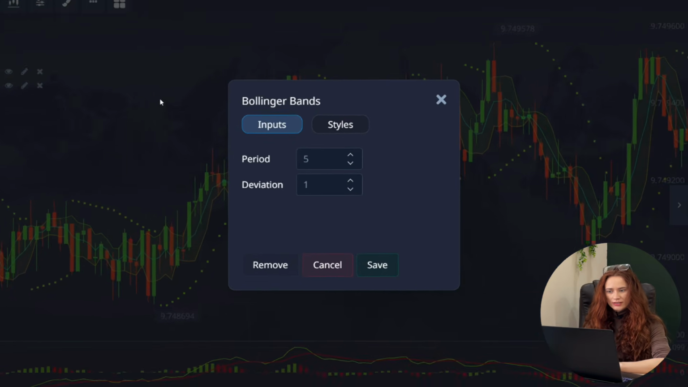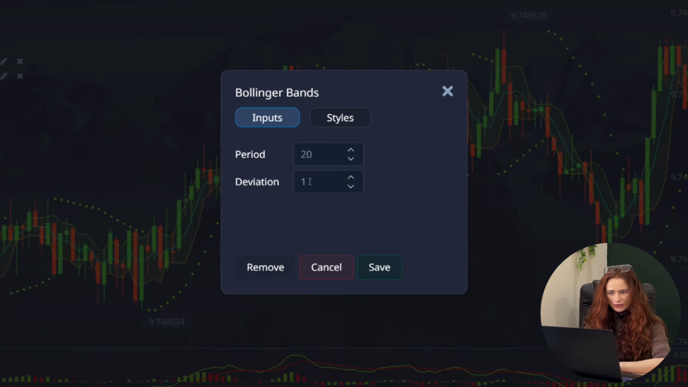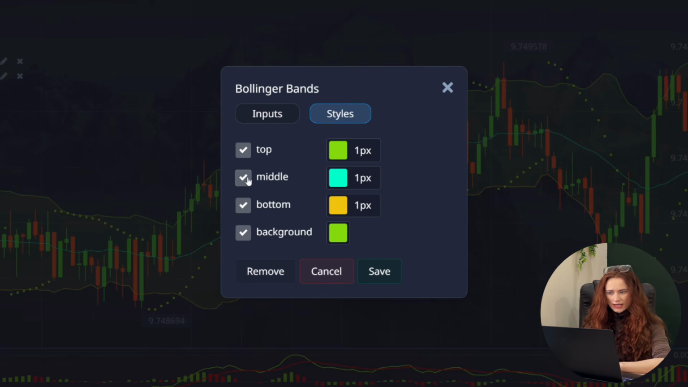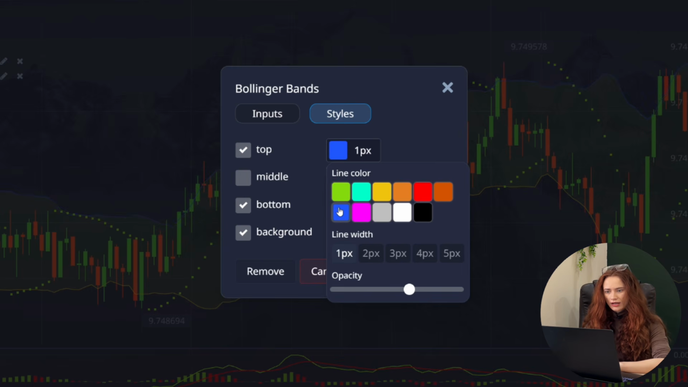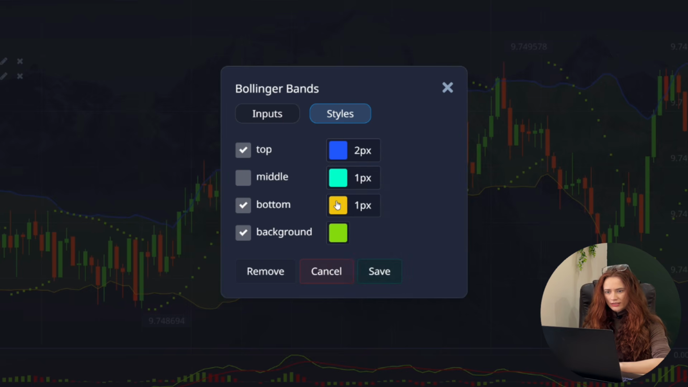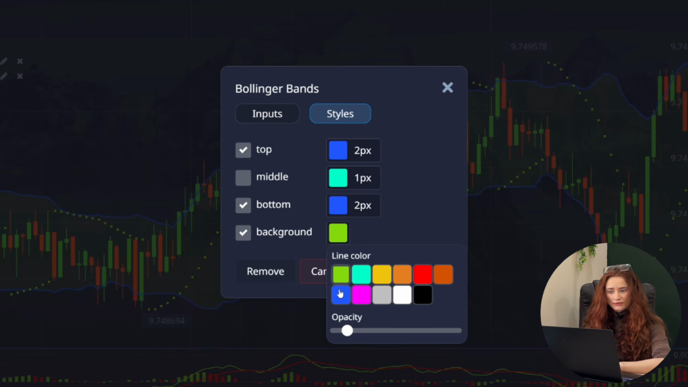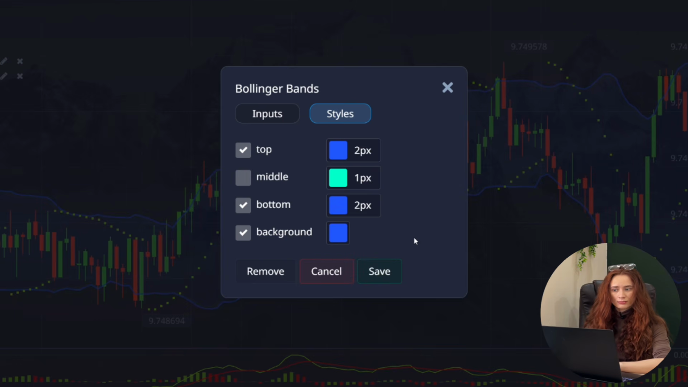Bollinger Bands, period 20, deviation 2. This widens the indicator's working zone. In the style settings, disable the middle line. Upper boundary will be blue and increase the thickness. And lower boundary also blue and also thicker. The background color blue.